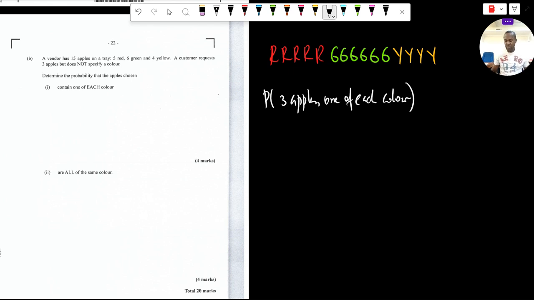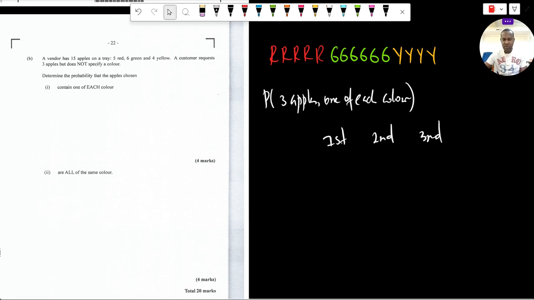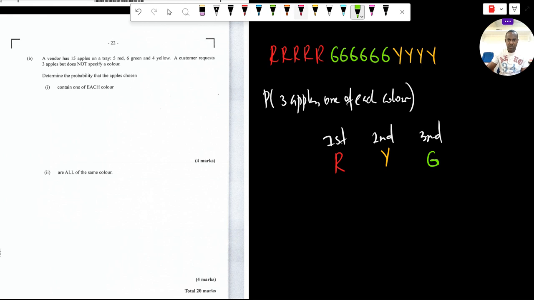Now, let's look at the number of ways that this can be done. Let's say, for instance, the apples are going to be picked individually. And let's look at the first pick, the second pick, and the third pick, and the number of possibilities. Now, let's say the first pick is a red apple. If the first pick is a red apple, then the second can be yellow. And if the second is yellow, the third, of course, is green. That is one possibility. Let's look at the next possibility where the first is red.